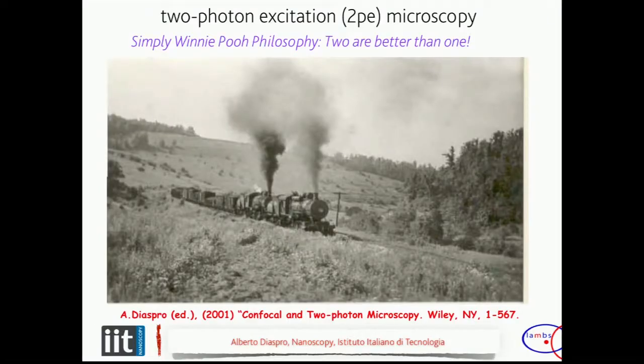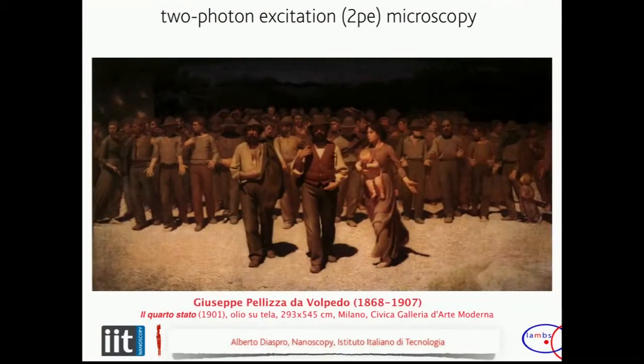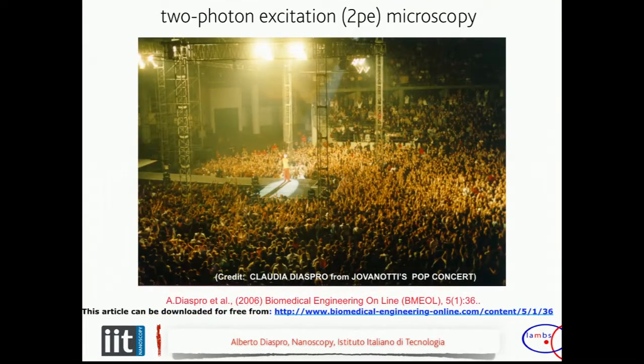Just for fun, we call this two-photon excitation. You can think that this is the Winnie the Pooh philosophy, in case. But despite the name, it's not a game made by using two photons. You need a multitude of photons that go together in a cooperative way to the very same target. The name is two-photon, but it's not just two photons. And you also need something special related to the temporal window. So you need to have the exact time of this event.